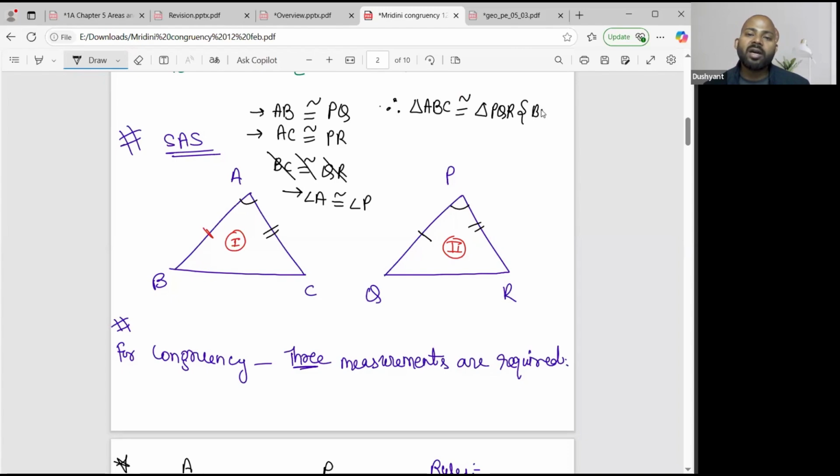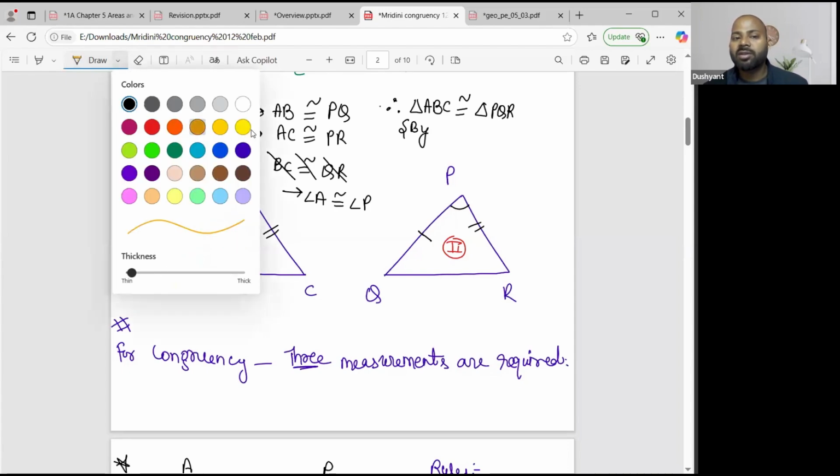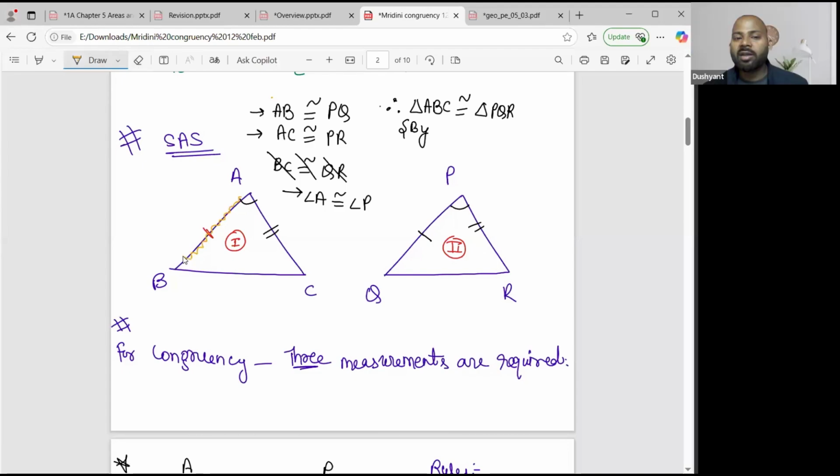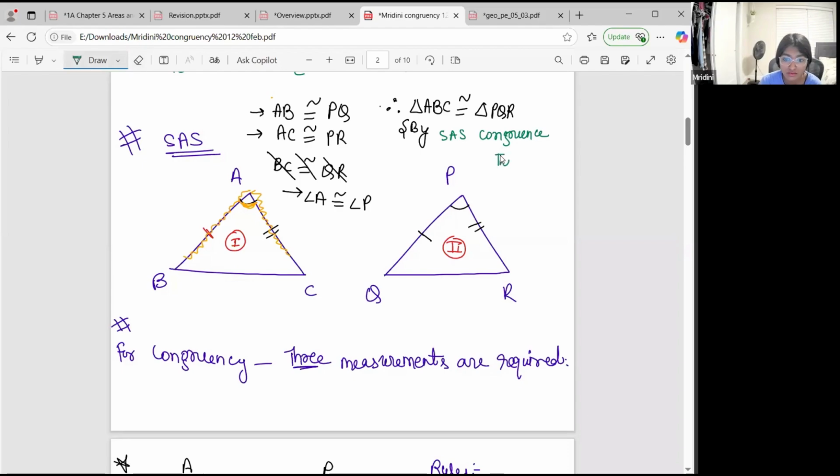Now the rule will be changed by which rule? By side angle side. Why? Because we have taken two sides and then the angle between them, one side, the other side, and then the angle between them. So that's why we will write down by side angle side congruence rule or congruence theorem. Getting my point? Yes, you can take a note for this one.